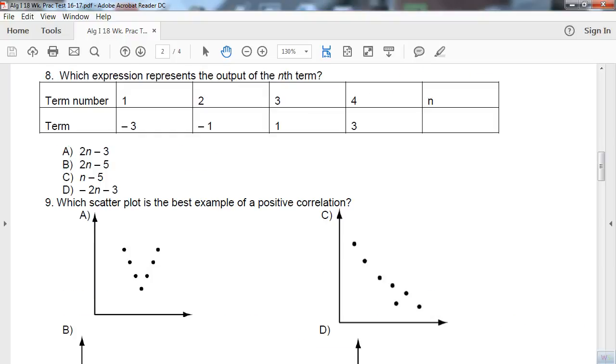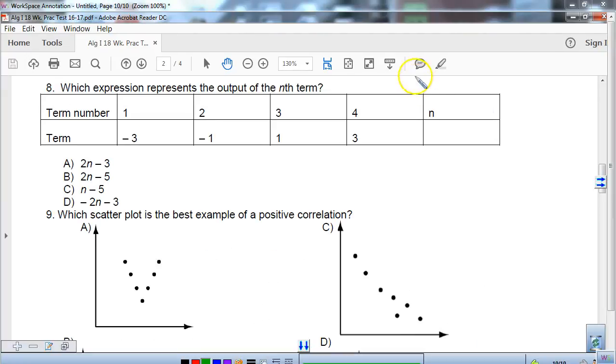Number 8, which expression represents the output of the nth term? There are a couple of different ways we can go about this. With a multiple choice test, we can use our resources and plug in the numbers that we've got and see which one of these will work for all of the pairs that we have. So if we take 1 and we plug it in, 2 times 1 minus 3 would be 2 minus 3, which is negative 1, and that doesn't match, so it's not A. 2 times 1 minus 5 would be 2 minus 5, which is negative 3, so that's a possibility.